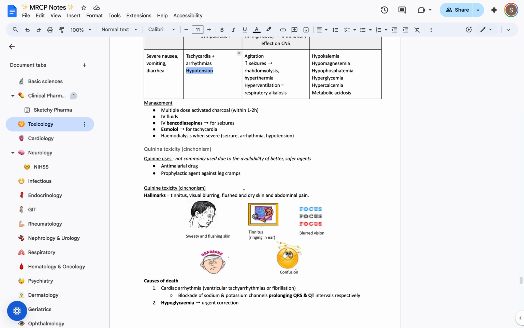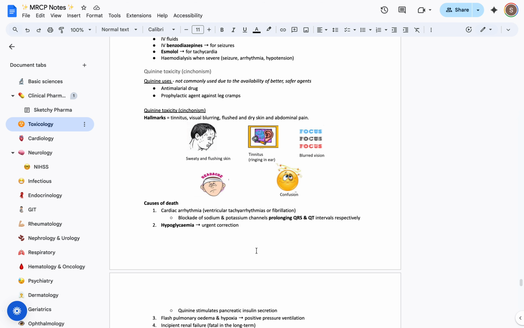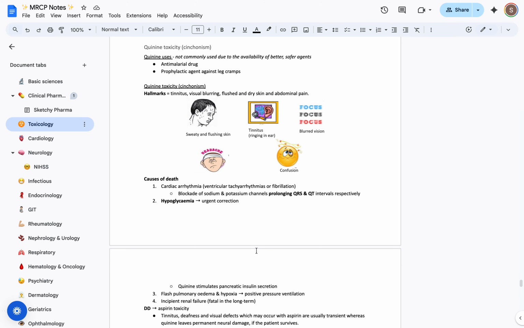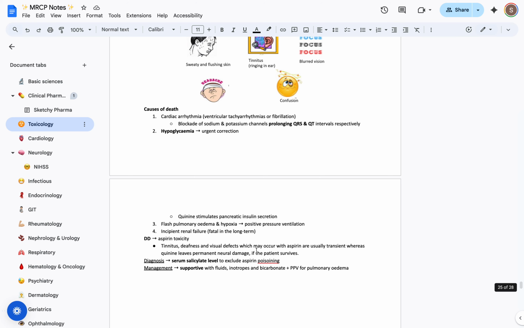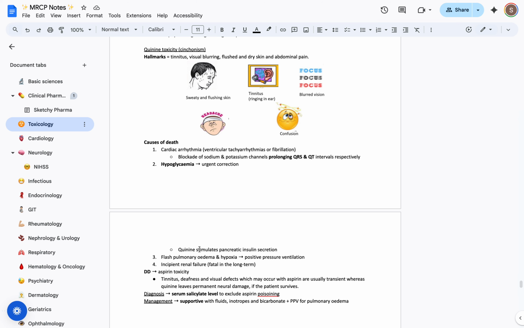Quinine toxicity is basically something that causes tinnitus, confusion and blurred vision, and it's a drug that's not commonly used. It will cause prolongation of the QRS and QT intervals, and it will cause hypoglycemia. You just need to correct these things. There's a differential diagnosis of quinine with aspirin toxicity.